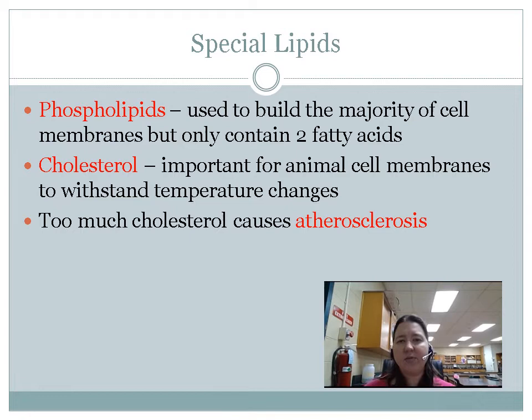And then cholesterol is an important lipid that we use. Number one, it helps us build more hormones. It is the backbone of a lot of hormones, but then also it's embedded in our cell membranes. And that helps that cell membrane withstand those temperature changes. And then if we have too much cholesterol, it ends up becoming atherosclerosis, heart disease, can cause heart attacks and strokes and stuff like that.